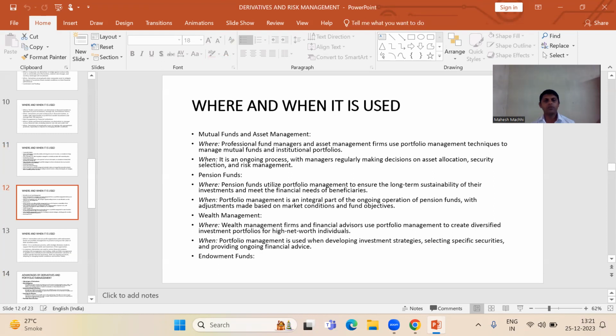Wealth management. Wealth management firms and financial advisors use portfolio management to create diversified investment portfolios for high net worth individuals. Portfolio management is used when developing investment strategies, selecting specific securities, and providing ongoing financial advice.